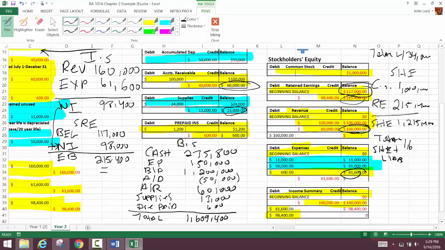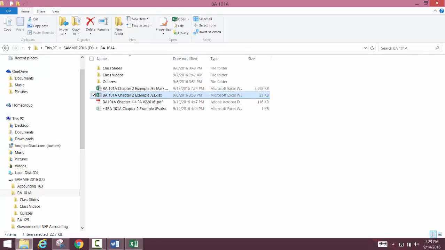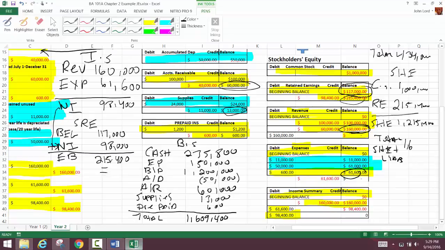Okay. So I have cash of 275,800, right? And I have equipment of 150,000. And I have a building of 1,200,000. Yep, right? I have a subtract of 50,000 for the accumulated depreciation. I have 60,000 of accounts receivable, right? What's the total? 1,649,400. Yeah. Okay.